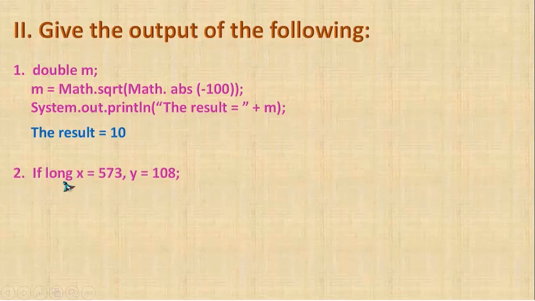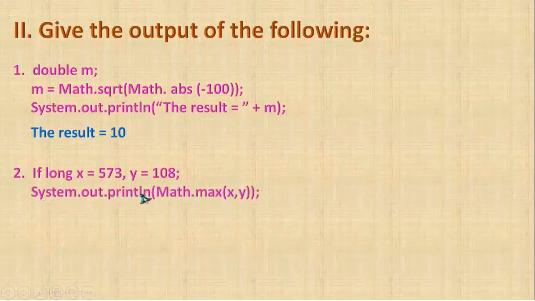Next, long x is equal to 573, y is equal to 108. The printing statement is Math.max of x comma y. So that is the maximum value it is going to take. x is more here, so that maximum value will be x. So this will get printed.